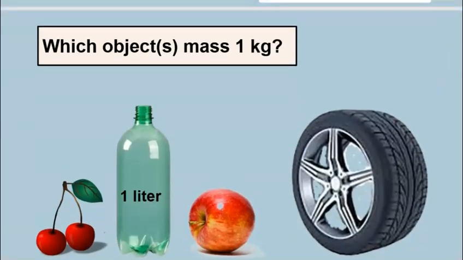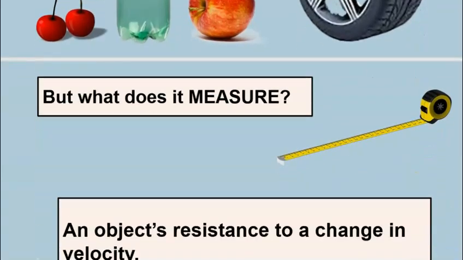All right, I found this interesting. Which of these objects, a cherry, a liter of water, pretend an empty soda bottle, an apple, or a car tire, is 1 kilogram? Okay, it is the liter of water. If you want to think about what 1 kilogram is, think about a liter of water. Although, are these 2-liter bottles? A car tire is apparently 10 kilograms, for those of you who've changed a tire.